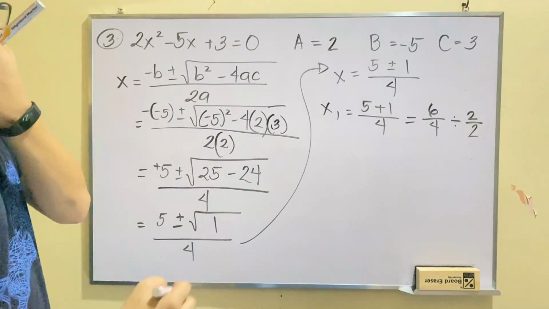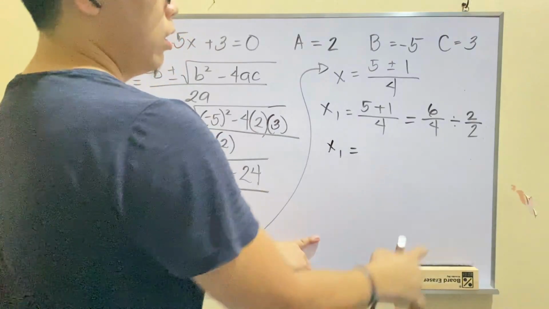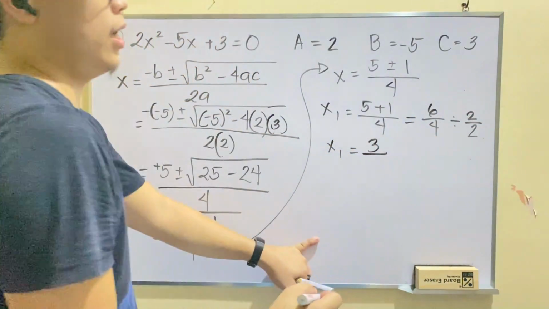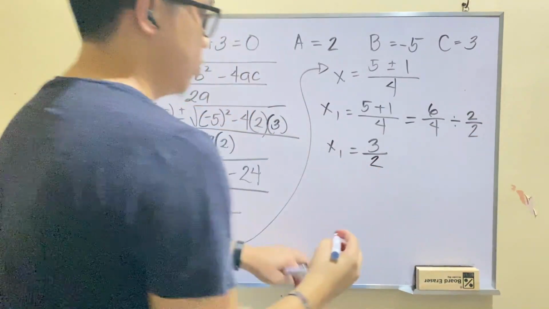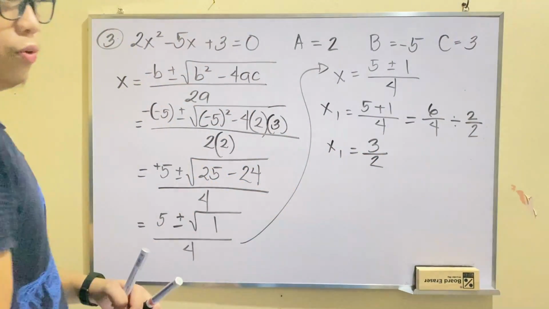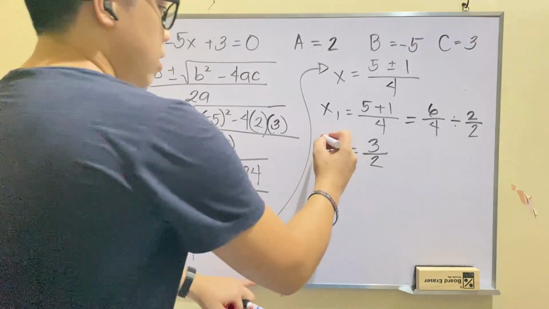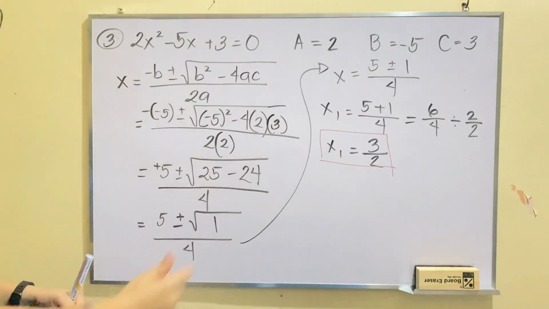So, 6 over 4 divided by 2 over 2. So, simplify lang natin. So, x sub 1 is equals to 6 divided by 2 is 3 over 4 divided by 2 is 2. So 3 over 2 is our simplest form. Siya na yung ating x sub 1. Siya na yung una nating roots.